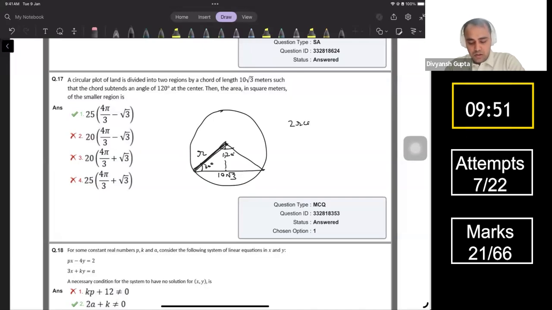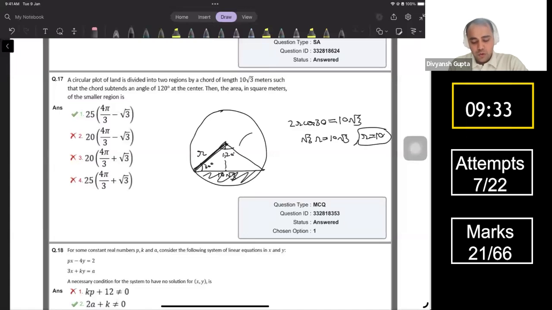So 2r cos 30 will be equal to 10 root 3. And cos 30 is root 3 by 2. So root 3 r is equal to 10 root 3, or r is equal to 10. That is pretty much what we needed to find. Now we need to find the area of this.